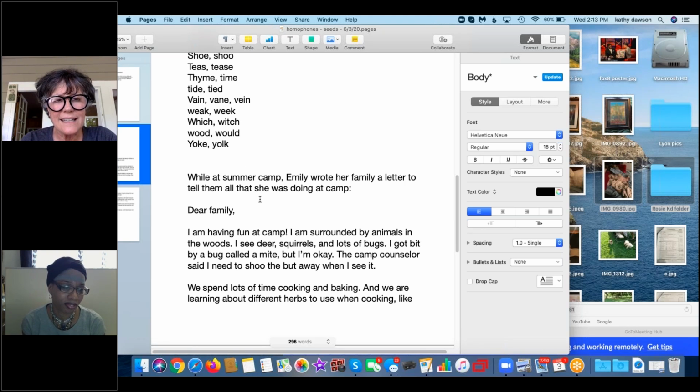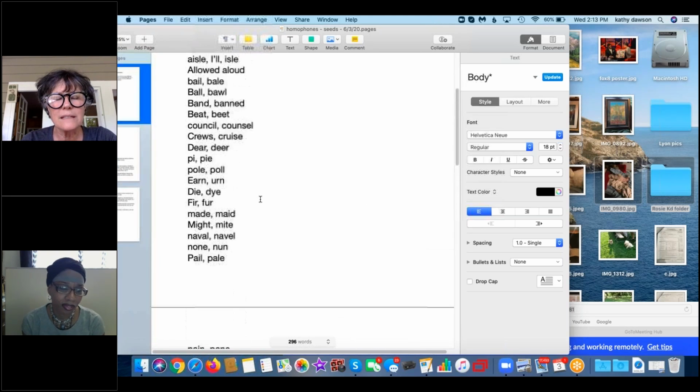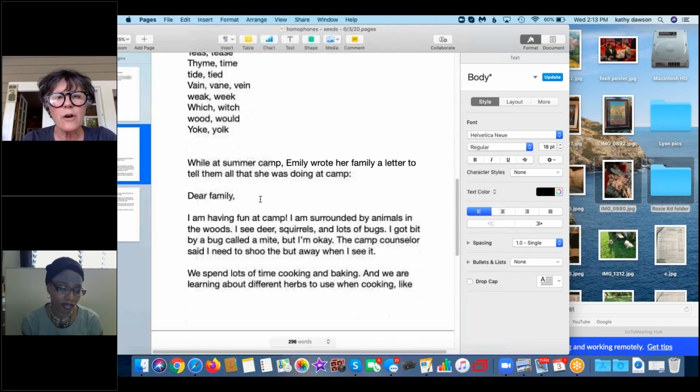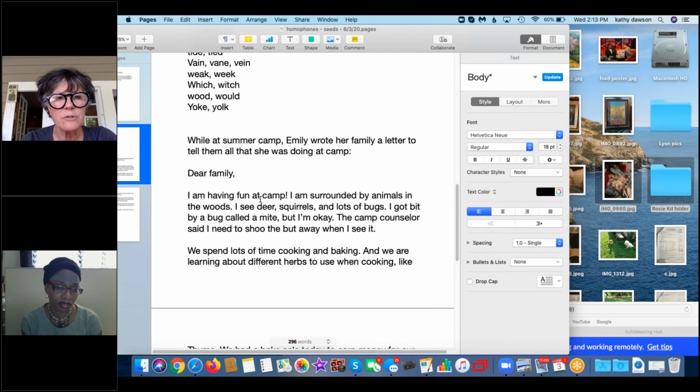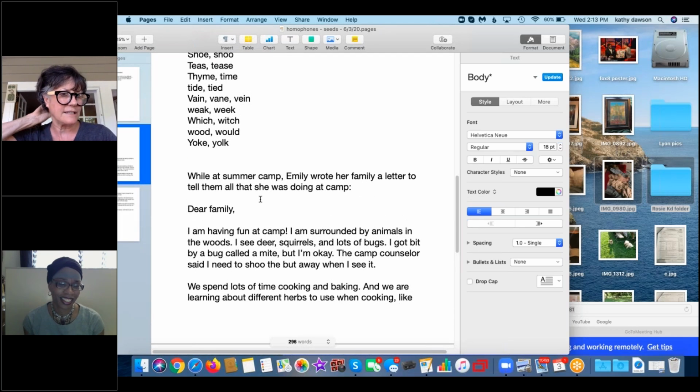So what I did was I made a little story with homophones in them, and if you can tell me where they are, I'll highlight them. As we're reading, you tell me to stop when you see two words that sound the same but are spelled differently and have different meanings. Okay, so why don't you go ahead and read it?